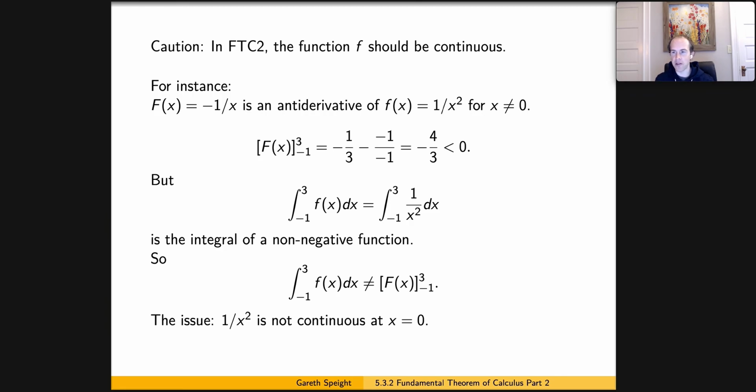Okay, so that about wraps it up for this video. Remember, FTC part 2 tells us that if we want to integrate a function, then all we have to do is find the antiderivative, plug in a, plug in b, and subtract them. That's going to be a really great tool for calculating integrals, as long as the thing we're integrating is continuous.